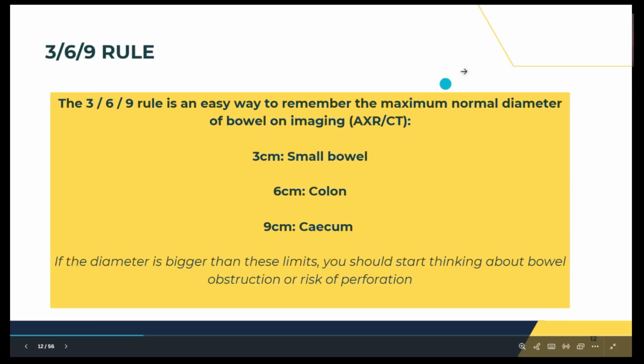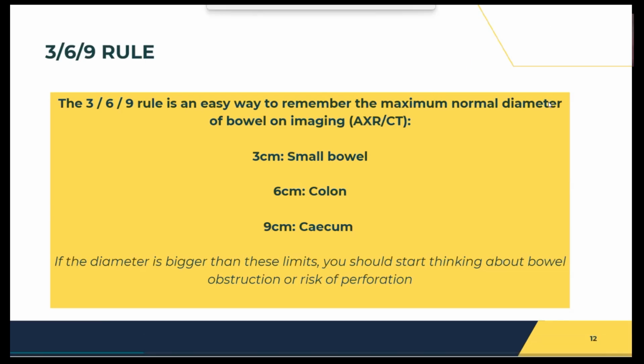Okay, so there is this rule called the 369 rule. This 369 rule is the easy way to remember the maximum normal diameter of bowel on imaging. This can be applied to abdominal X-ray or CT. So small bowel is 3, colon is 6, and cecum is 9 centimeters. The relevance of this is that if the diameter is bigger than these limits, you start thinking about bowel obstruction, and this can obviously lead to a risk of perforation as well.